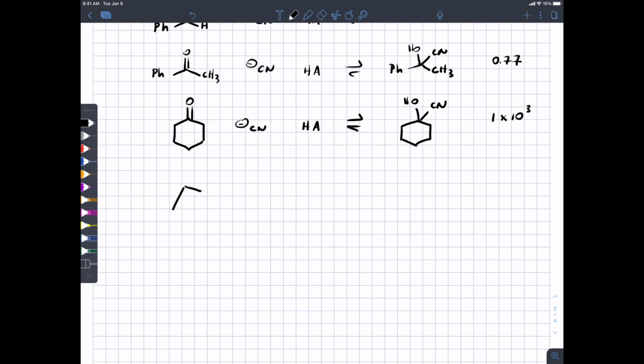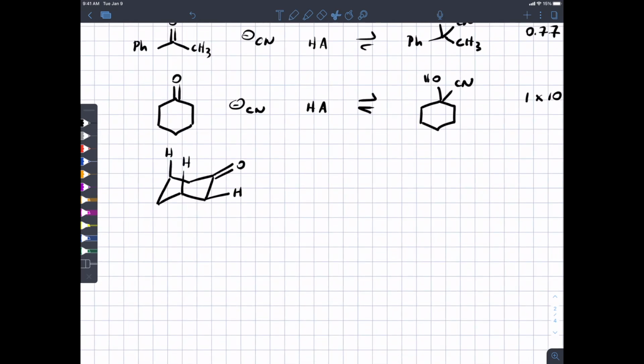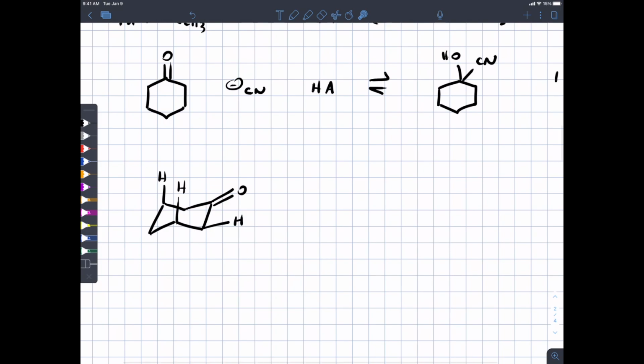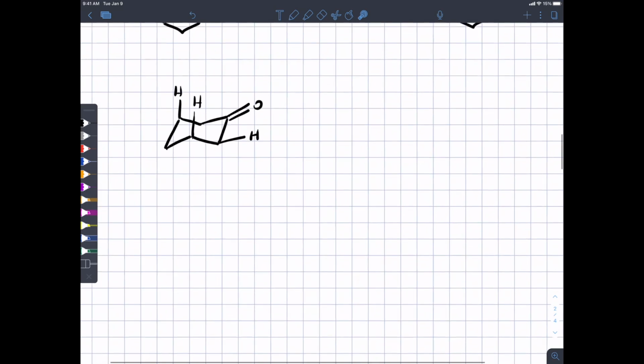Let's sort of draw the chair and get a sense for the issues that are on the table. So one reason why products might be so much more favored for the 6-membered ring has to do with an eclipsing interaction between this neighboring CH bond and this carbonyl. And of course, there'd be another one on the other side.